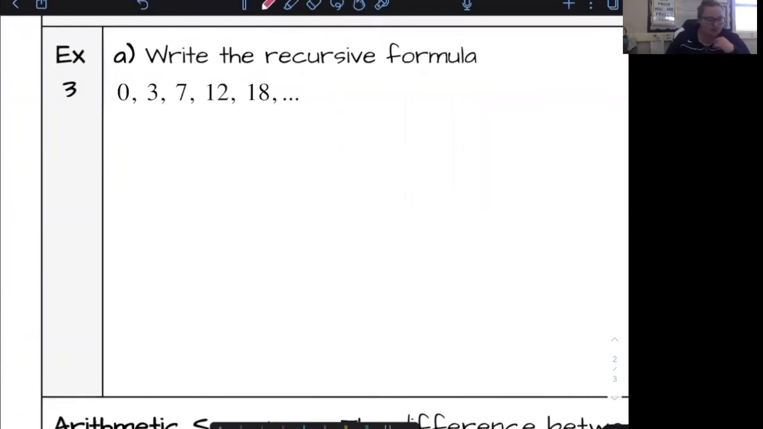And the reason I know I'm going to need a recursive formula is because if you check this out, to get from 0 to 3, we would add 3. But then for the next one, we would have to add 4. And then 7 to 12 would be adding 5. And then 12 to 18 would be adding 6. So we don't have a consistent rate of change here. So I'm going to make a table to help me out.